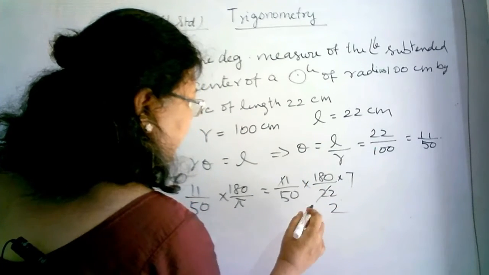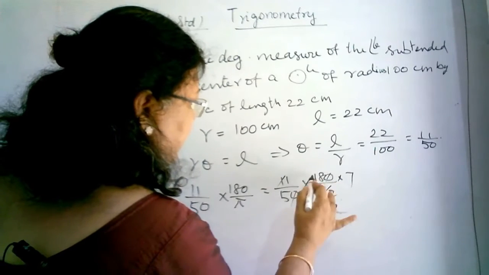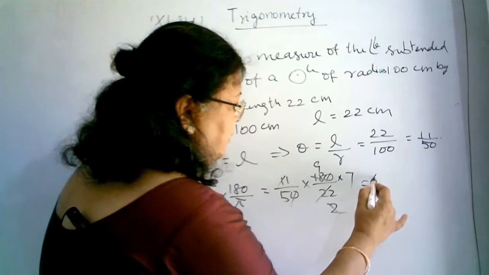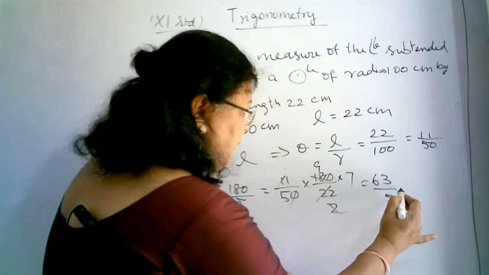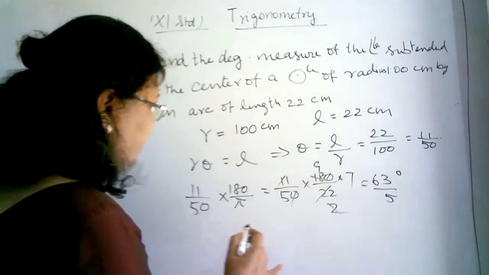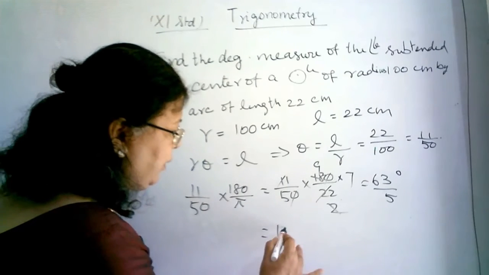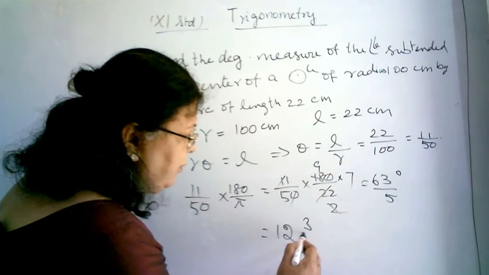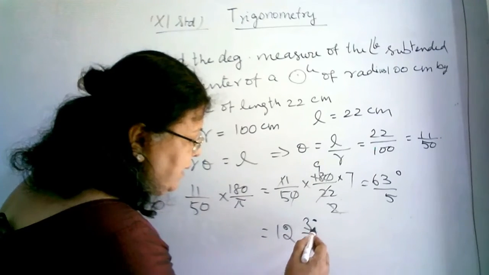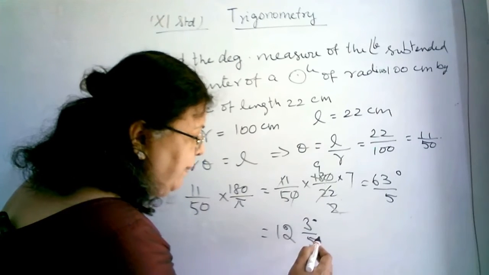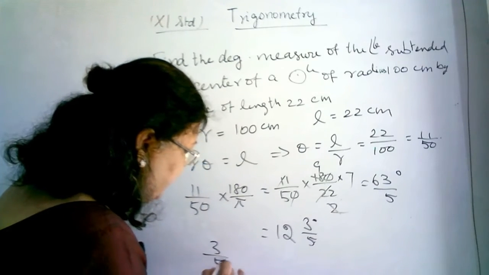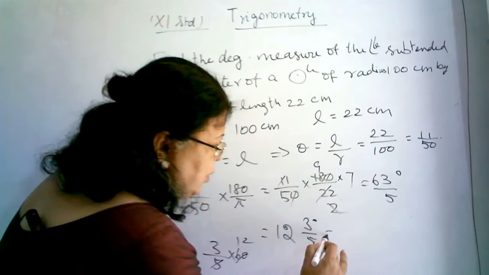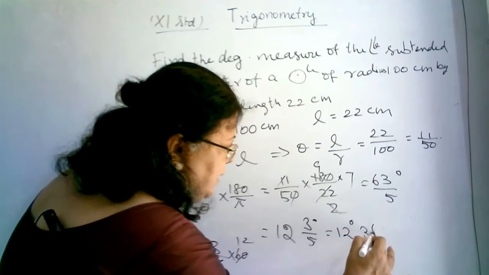So you will be having 63 by 5 degrees. Again, you can split it as 12 and 3 by 5, so 12 3 by 5 degree. I can represent it in minutes: 3 by 5 into 60 minutes you will be having 36. So you will be having 12 degrees and 36 minutes.